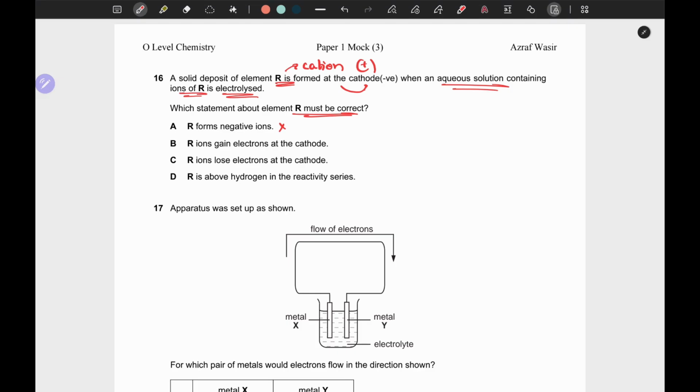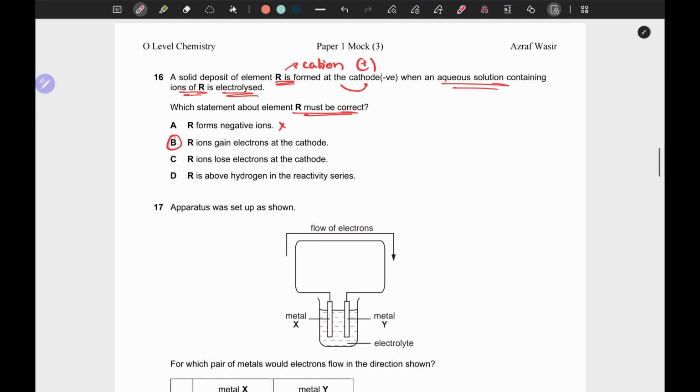R gains electrons at the cathode. That is what happens at the cathode. So the answer must be B. Let's look at the other ones. R ions lose electrons at the cathode? No, that is not what happens. R is above hydrogen in the reactivity series.